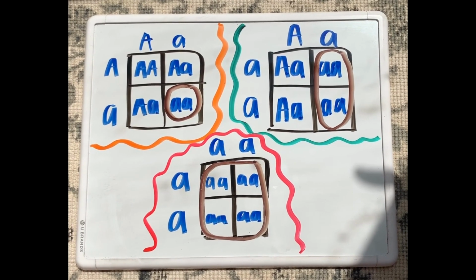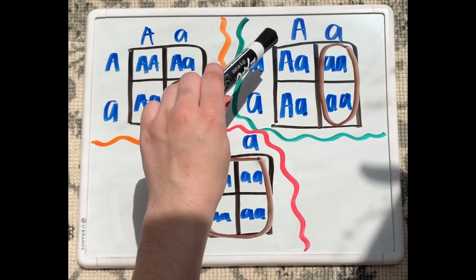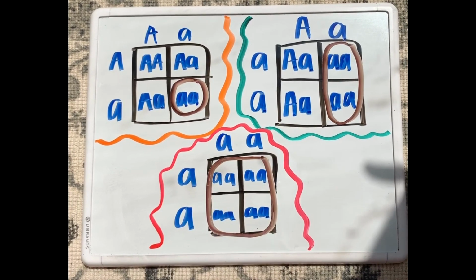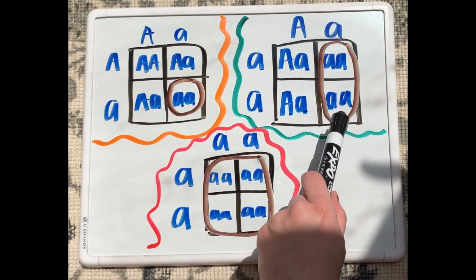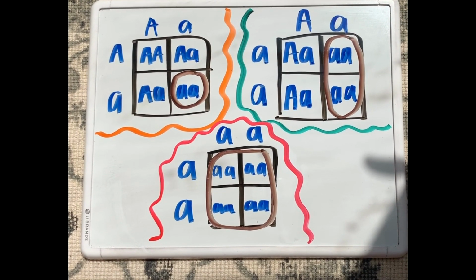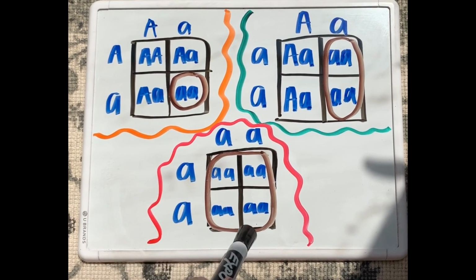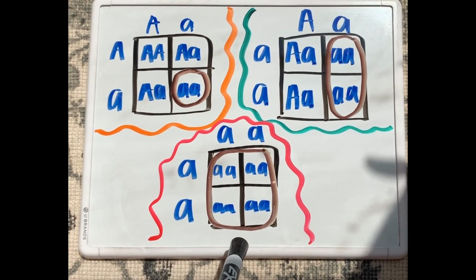Another case could be that we have a carrier parent and one affected parent. This would give a 50% chance of the offspring inheriting the disease. The final scenario can be with 2 affected parents. This would give them a 100% chance of passing down the affected gene to their offspring.